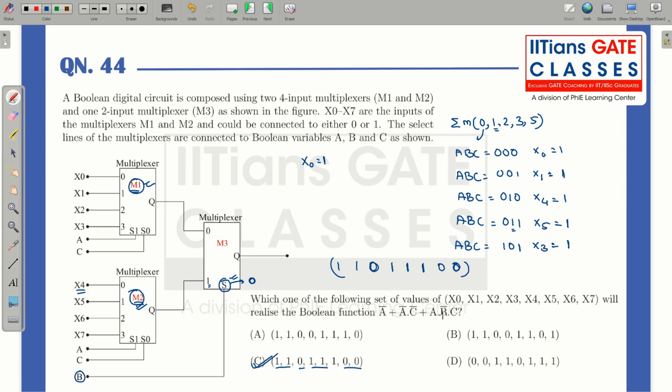So this is why I told you, here you can see basically your MSB LSB should have been like BAC, but in this question they have asked for ABC, that is why I have done this. So this was a very good question.